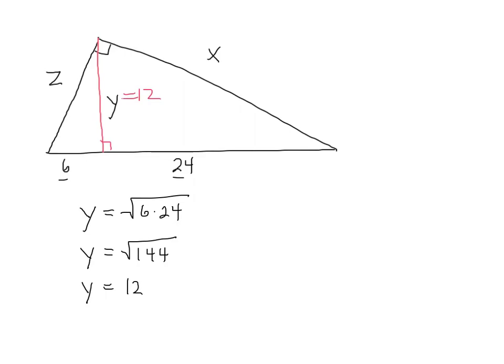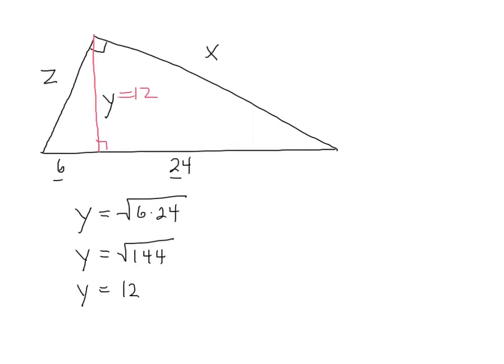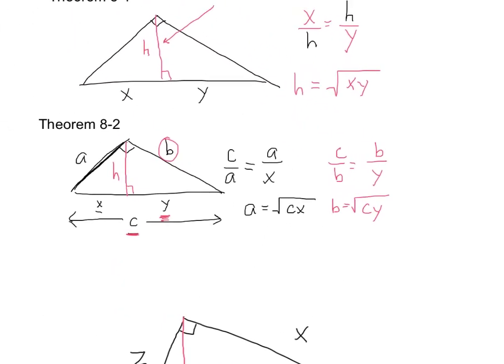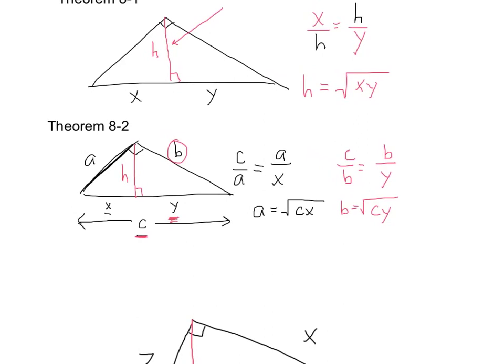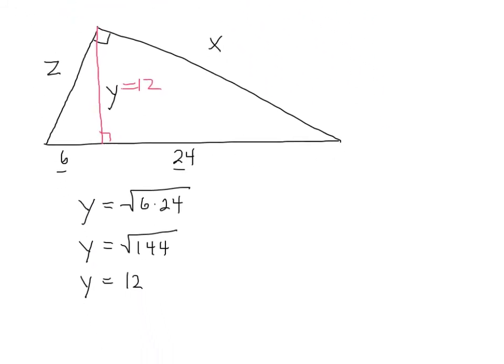Well, let's go up again and look at theorem 8.2. Theorem 8.2 says that the length of one of the legs is equal to the square root of the product of the entire hypotenuse times the little piece that's adjacent to it, or next to. So let's use that fact as we try and move up here.